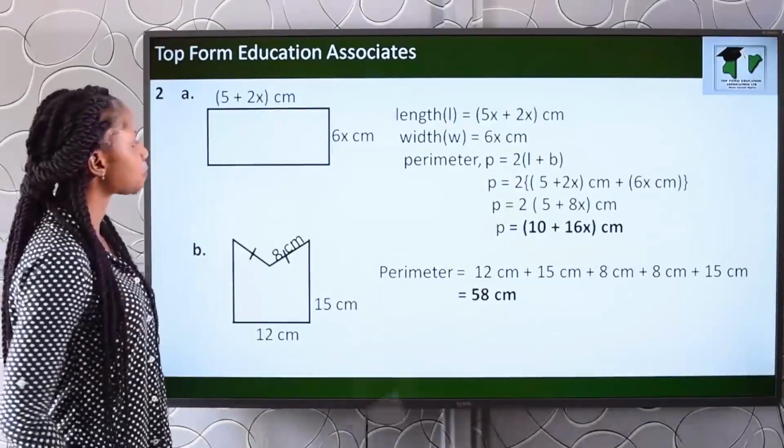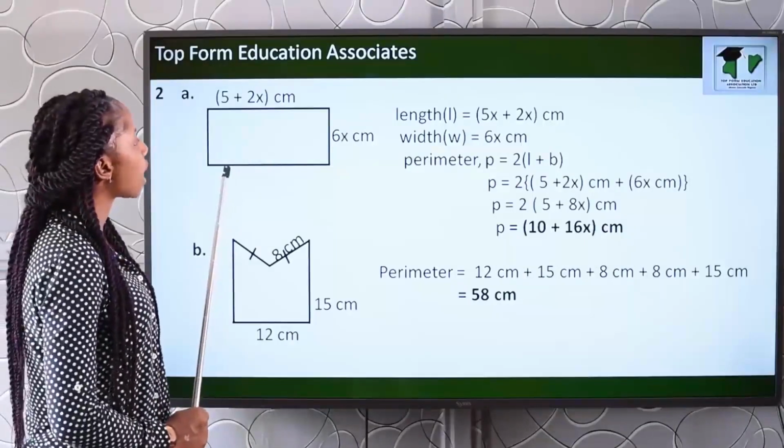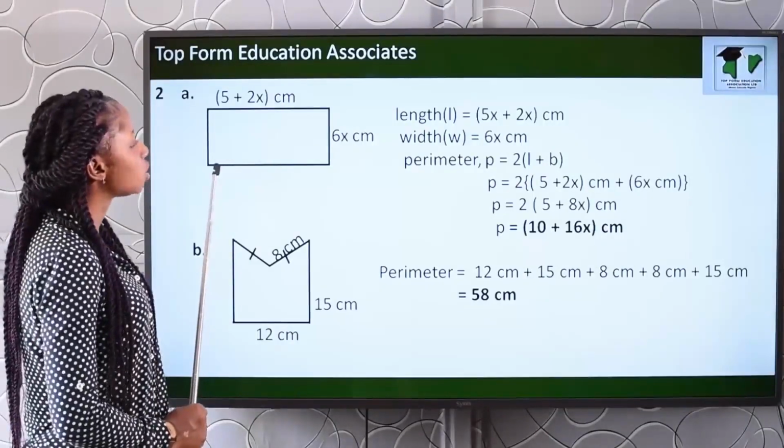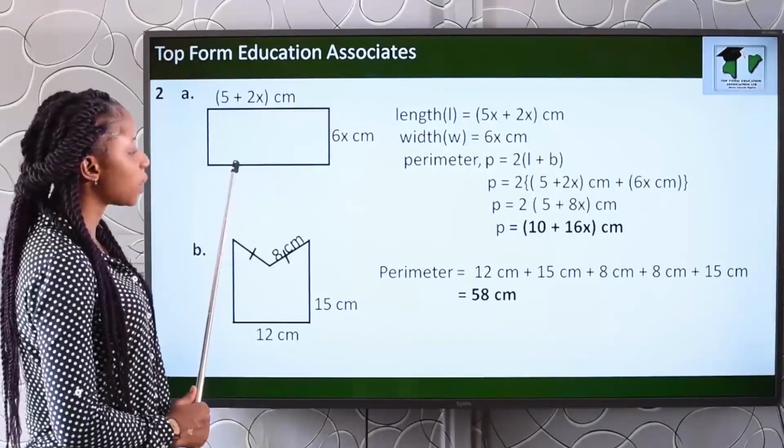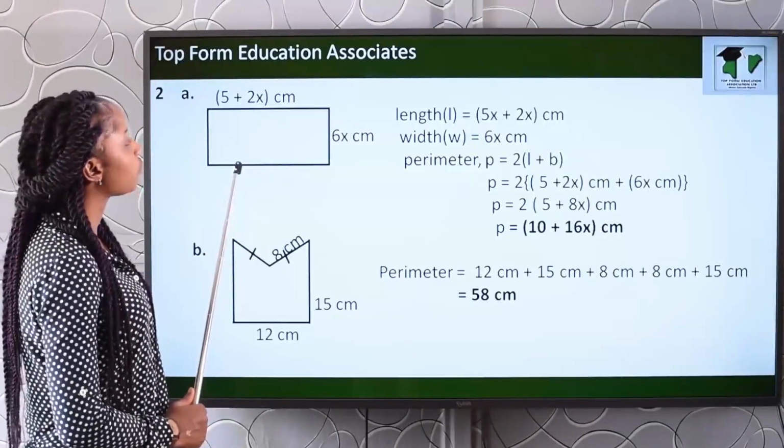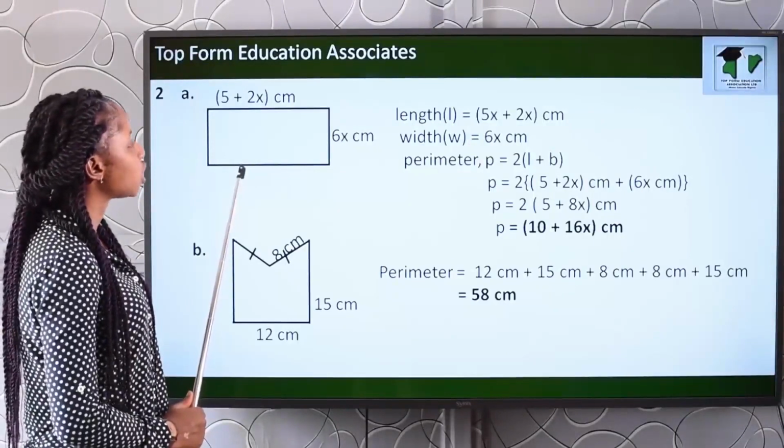Number 2, we're asked to find the perimeter of this shape.